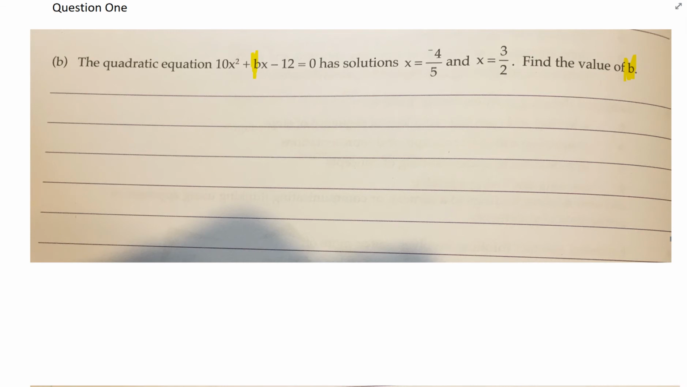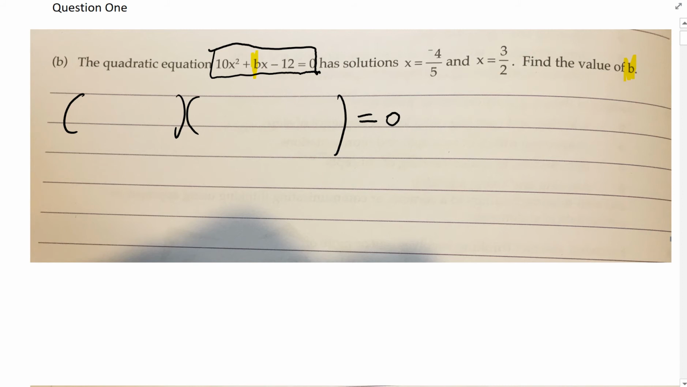Okay, this is a question that does come up every few years, so it's worth having a strategy for. The easiest strategy is to think about what this equation would look like if it was factorized. So there'd be two brackets being multiplied. It's a quadratic expression with an x squared term and a constant negative 12, so it must have two brackets, and that would equal 0.